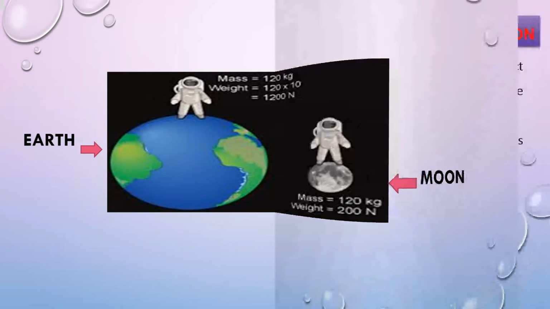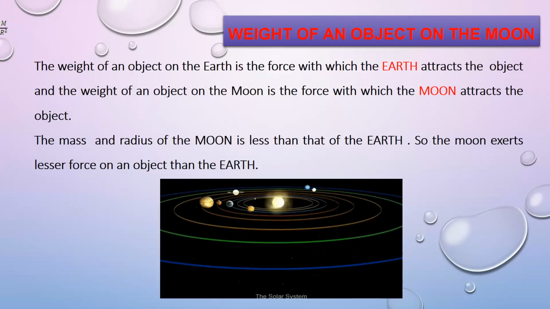Okay, so let's calculate the weight of an object on the moon. Now why did the value come lesser on the moon, let's discuss it. Now the weight of an object on the earth is the force with which earth is attracting, and the weight of an object on the moon is the force with which the moon is attracting that object. We have studied this by the definition of weight.